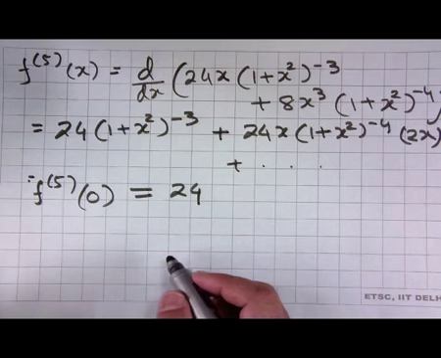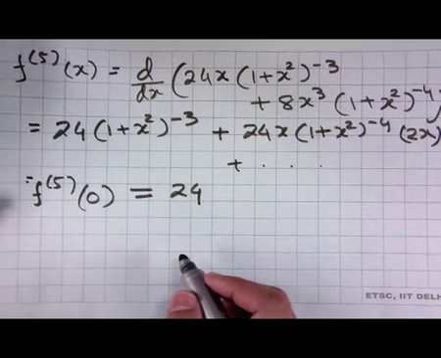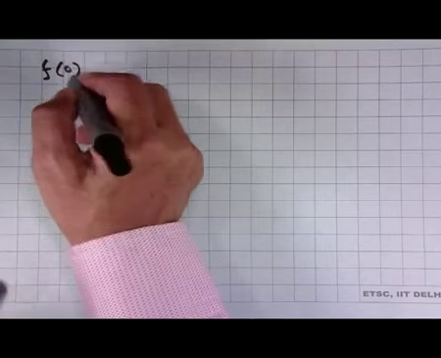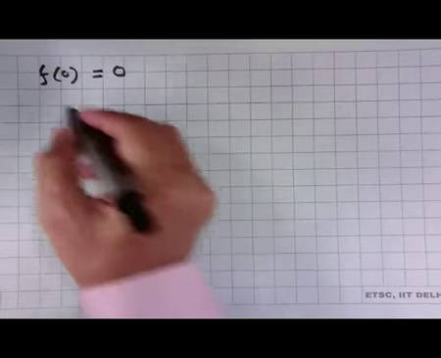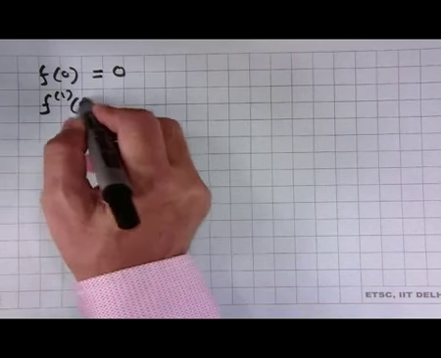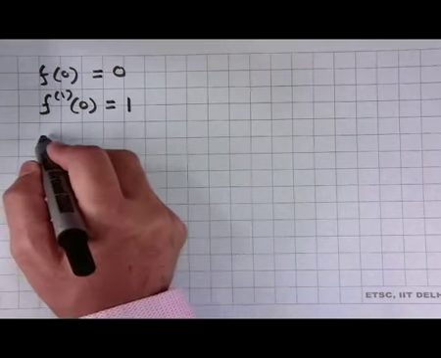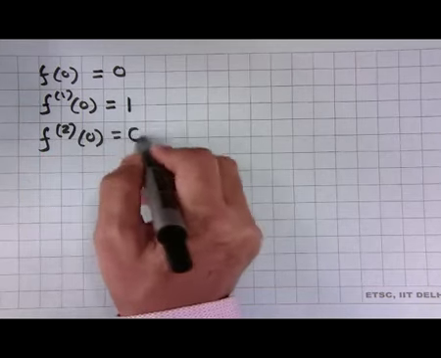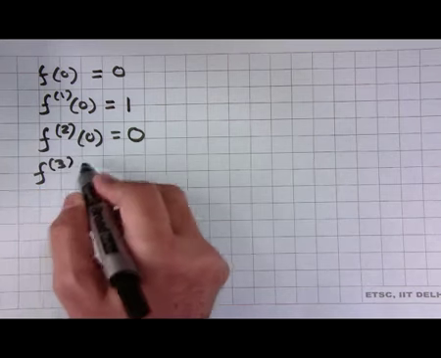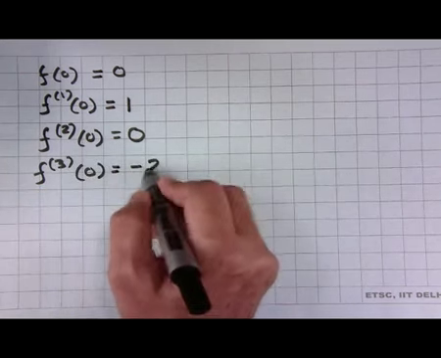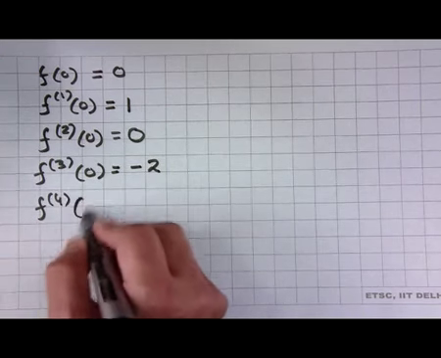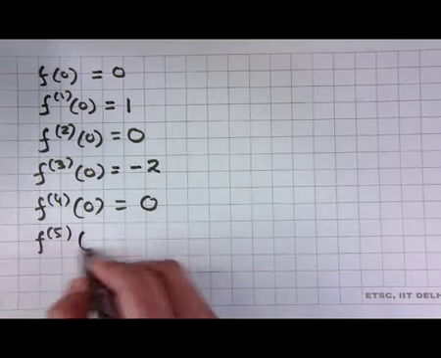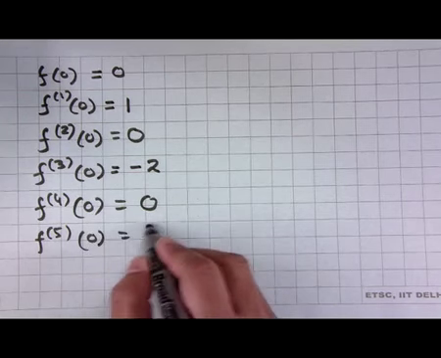Since we said that we will expand it up to a 5th degree polynomial, if we recollect, we can see that f 0 was 0, f prime 0 was 1, f 2 at 0 was 0, f 3 at 0 was minus 2, f 4 at 0 was 0, and f 5 at 0 was 24.